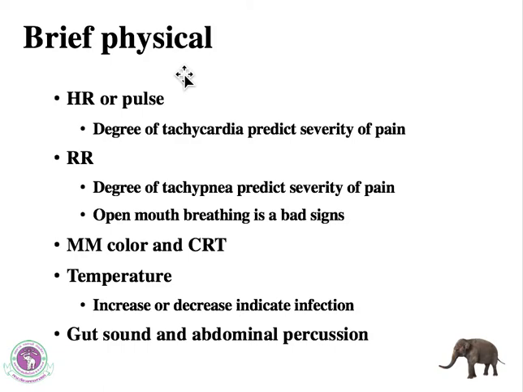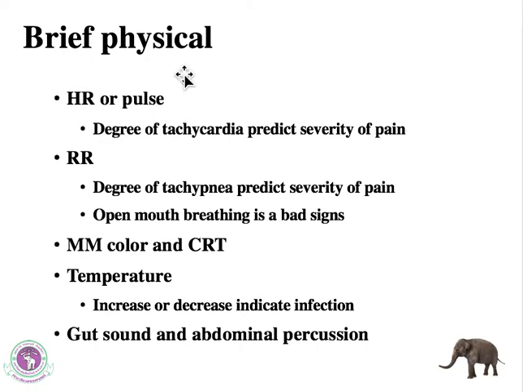Respiratory rate is usually increased, and the degree of tachypnea and tachycardia helps predict the severity of the pain. The higher the rate, the more pain. Open mouth breathing is a bad sign because the elephant cannot move the chest. Mucous membrane color and CRT are also important because they help indicate whether there is any cyanosis or any endotoxemic sign. The temperature usually varies, but either an increase or decrease usually indicates infection or endotoxemia.